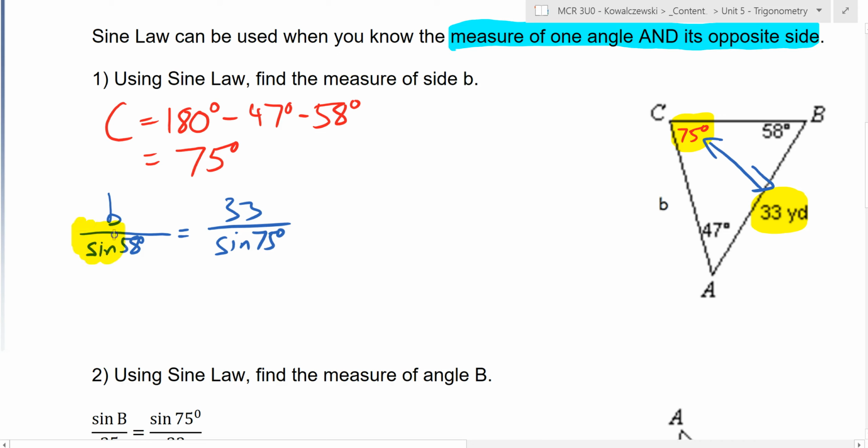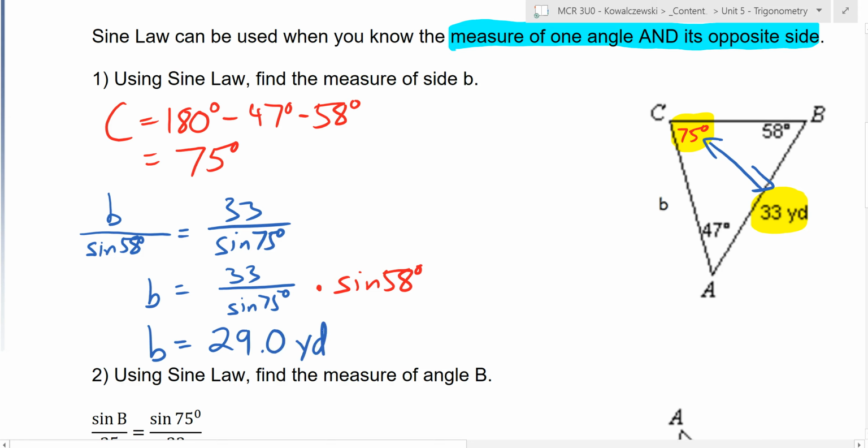At this point, I have to solve for what side B is, and the reason why I like to put the unknown value on top is because it's being divided by sine 58 degrees. Well, we know to isolate side B, I have to multiply the other side by sine 58 degrees. So 33 divided by sine 75 degrees will be multiplied by sine 58 degrees. Now B is isolated, so all I have to do is calculate this, and I'll get a measurement of 28.97, so that will round up to 29.0 yards.